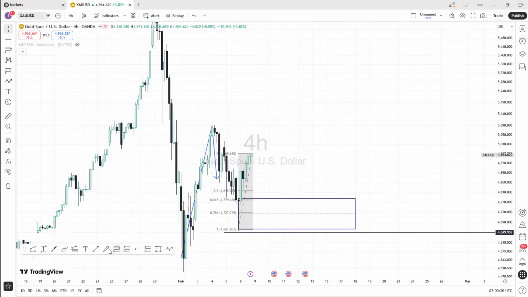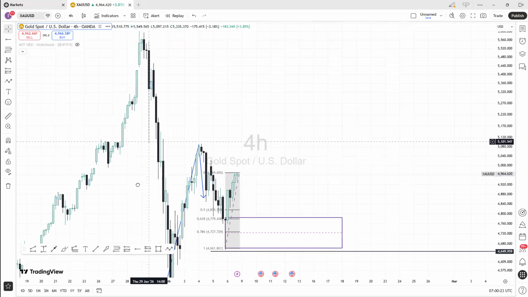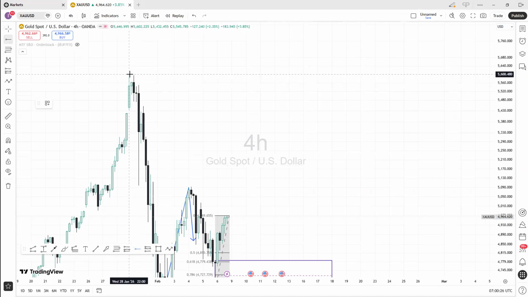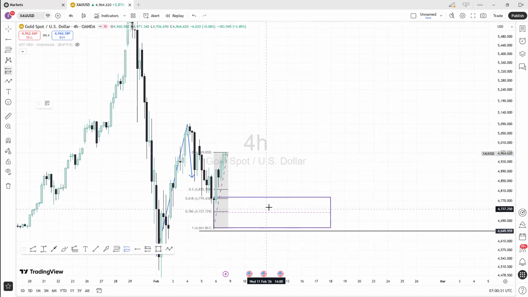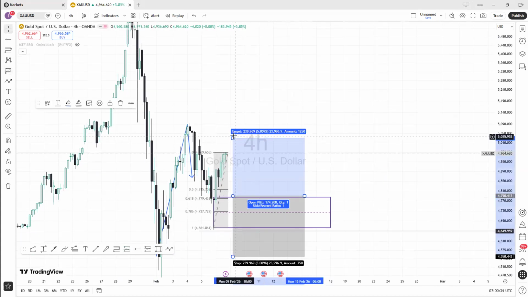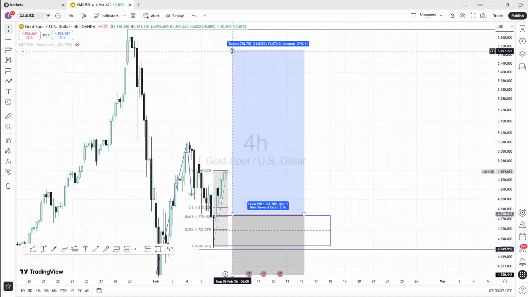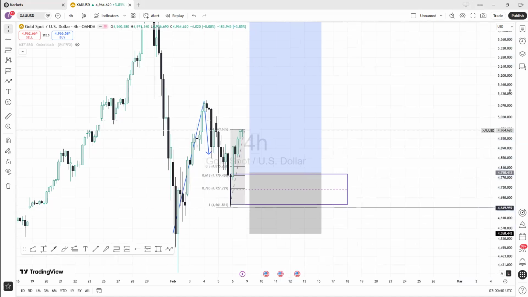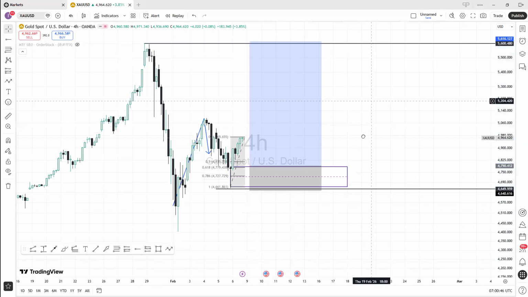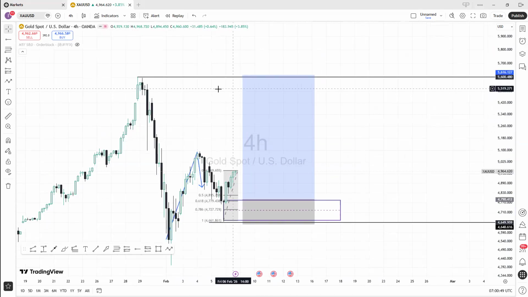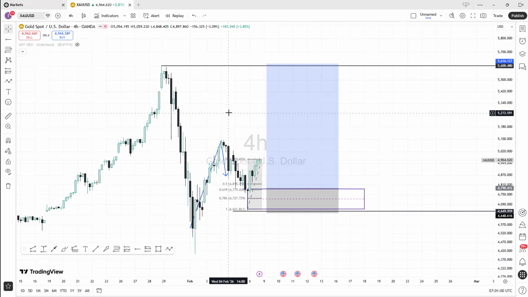And then our target, as I saw on the weekly time frame, should be the CRT high. That is the CRT high. So when we place a long position from that 4-hour demand, the stop loss will be below that 4-hour demand, and then we will target that CRT high. It is 5600. It is the next target for gold to reach.